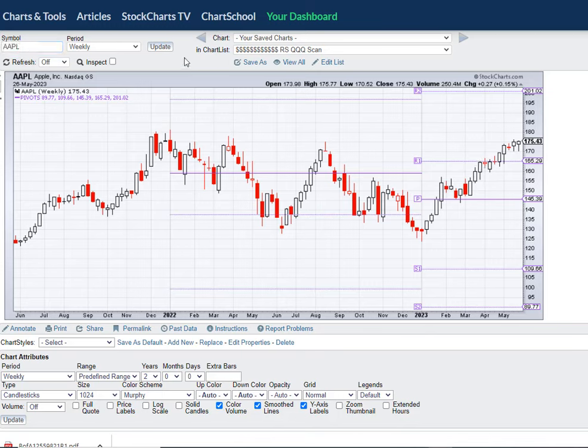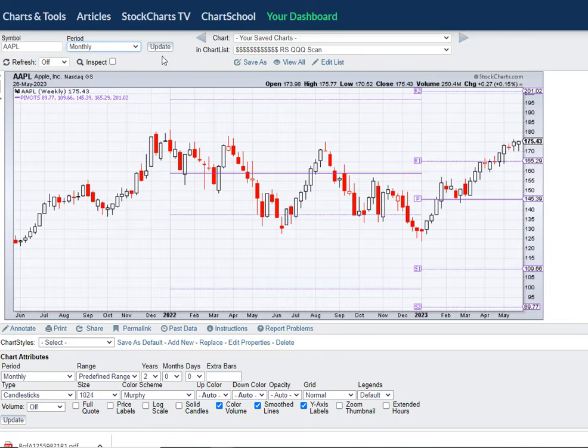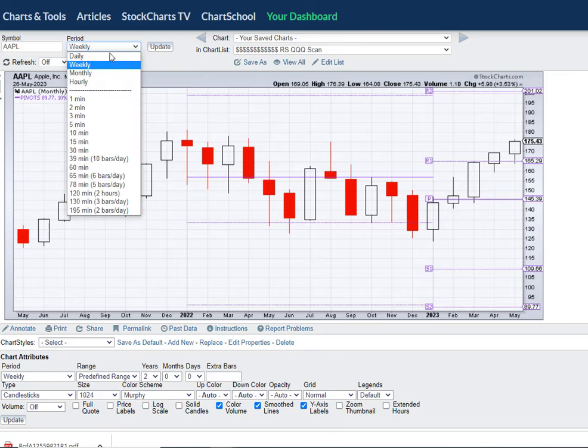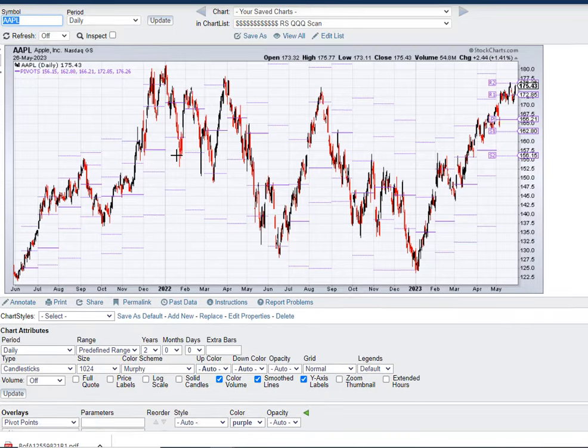If you use a monthly chart, by changing this up here from weekly to monthly and hit update, you get the same numbers. So they don't change in the Stockcharts platform. You're still looking at yearly pivots. If instead we go to daily, put daily up here and update, you get a much different picture.